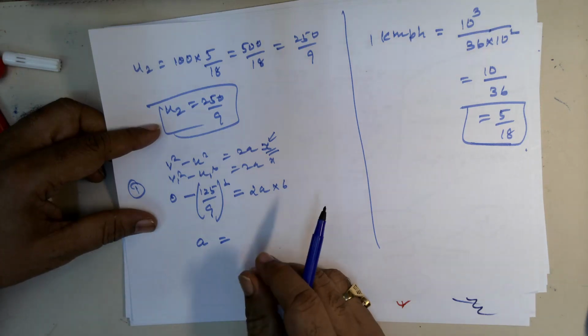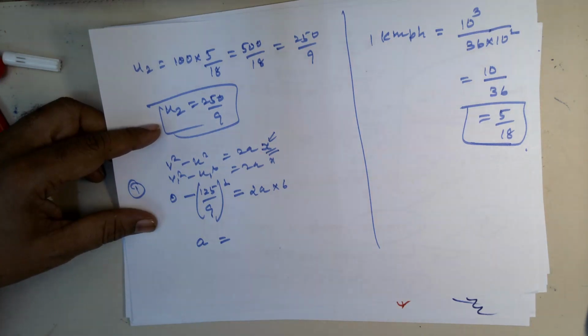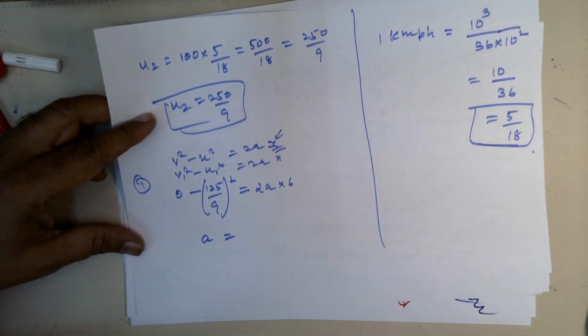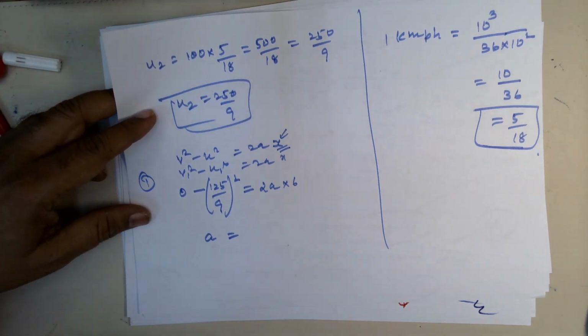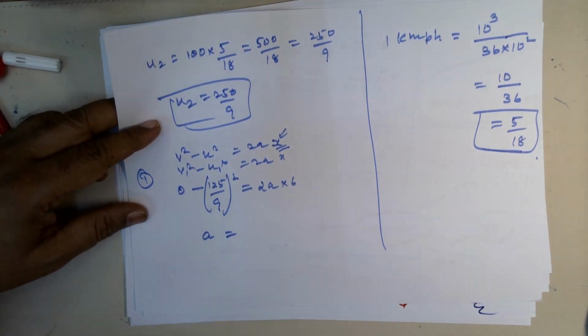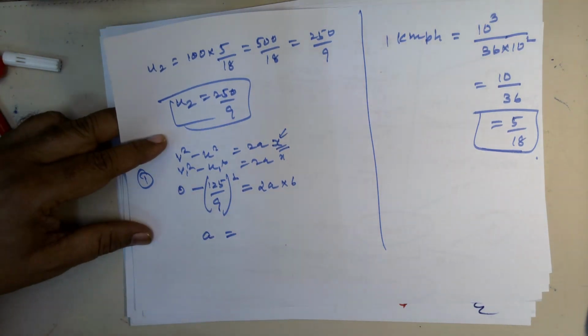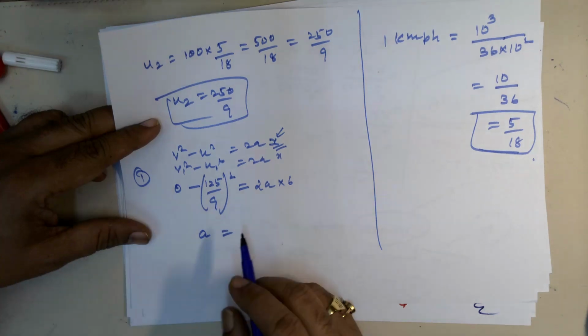Do it first. Will it be positive or negative? Negative. Why? Because retardation. Okay? Right. So what is the answer?